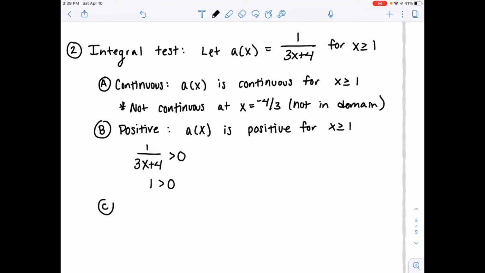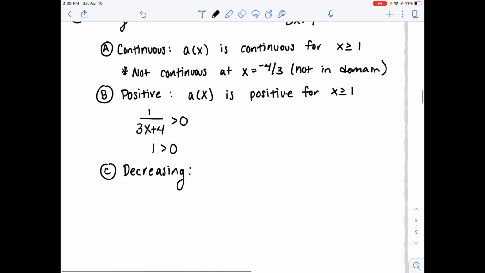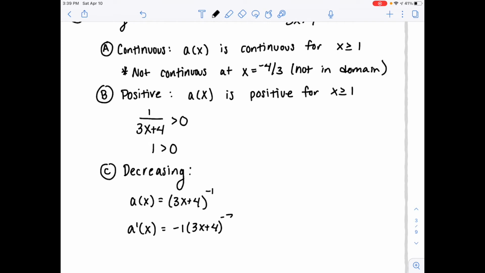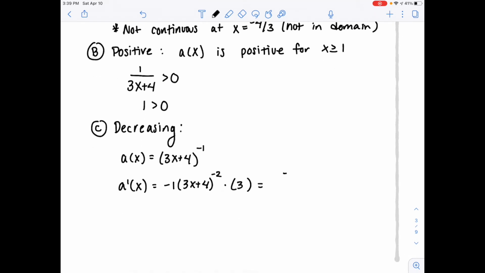The third thing we need to prove is that it is decreasing. That means we actually need to take a little derivative here. We know that a of x, if I rewrite this, is 3x plus 4 to the negative first power, which means that my first derivative is going to be negative 1 times 3x plus 4 to the negative 2 power, times my derivative of the insides of 3. So that's going to equal negative 3 over 3x plus 4 all squared.